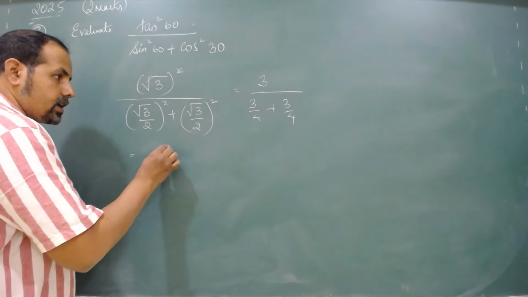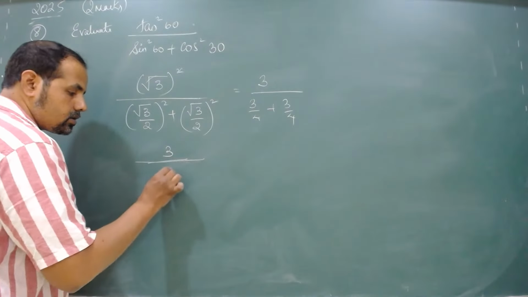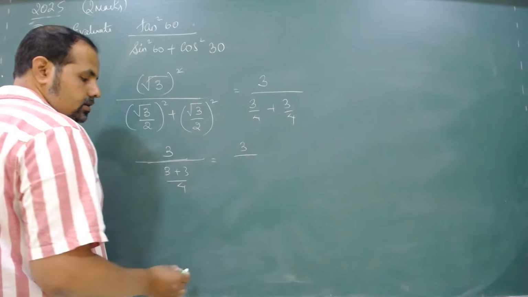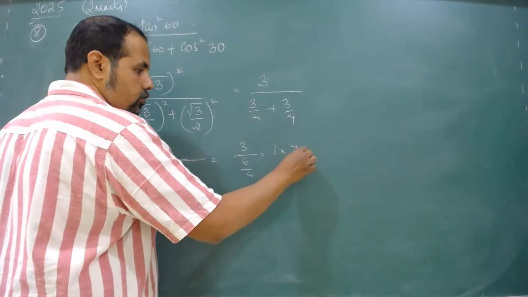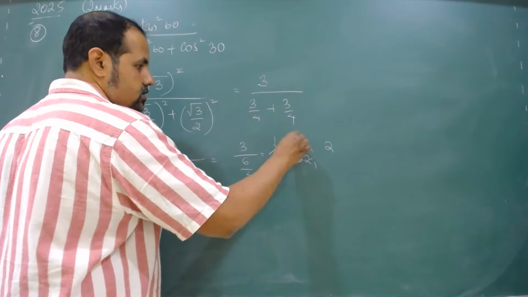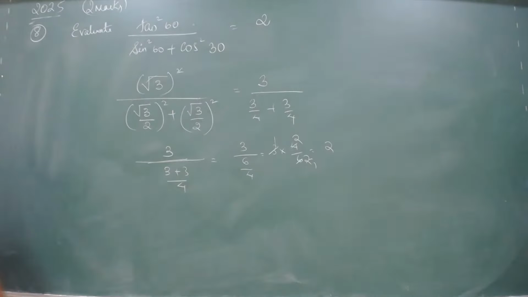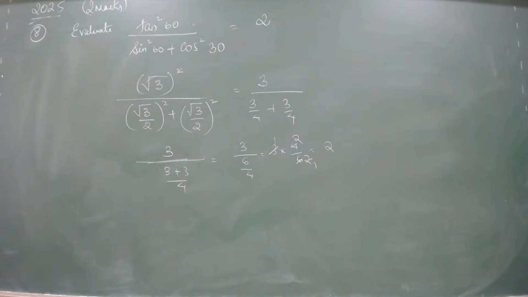Now, again, the numerator is 3. The denominator is 3 by 4 plus 3 by 4, which is 6 by 4. 3 into 4 by 6, the 3s and 2s cancel, therefore on simplifying, the answer is 2. Make a note of this.